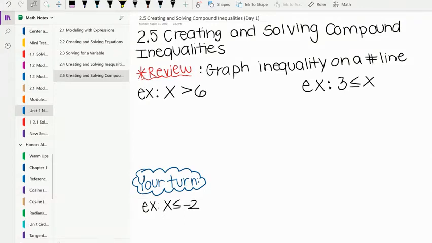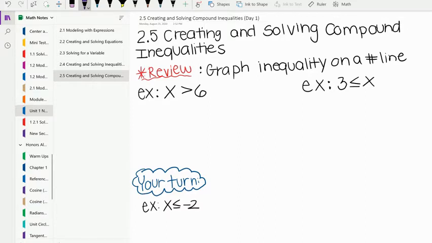This is section 2.5, which is creating and solving compound inequalities. So this is going to be part 1, and we're going to start off by graphing an inequality on a number line, which is review from Math 8. So the first problem is graphing on a number line x is greater than 6.